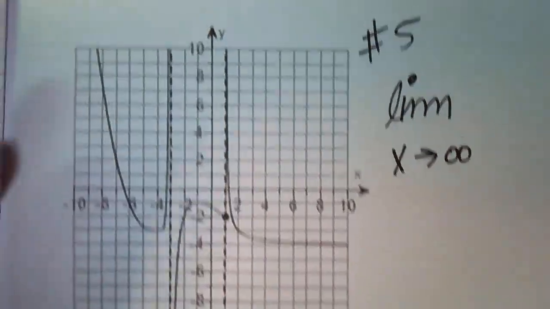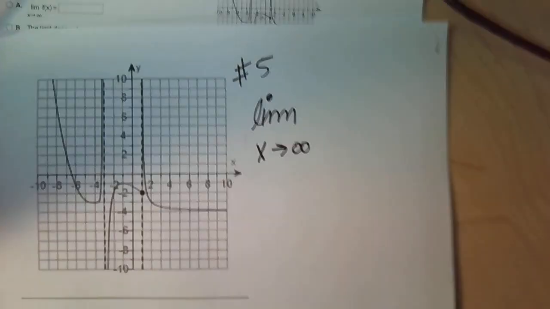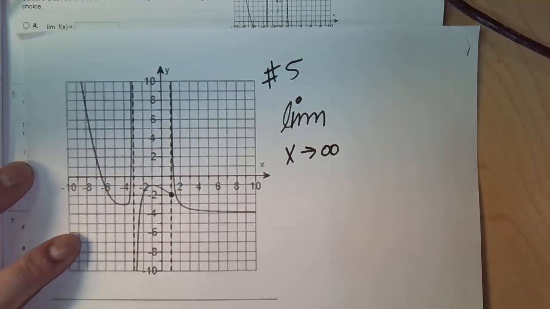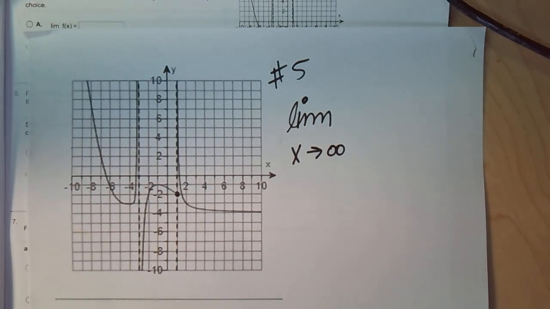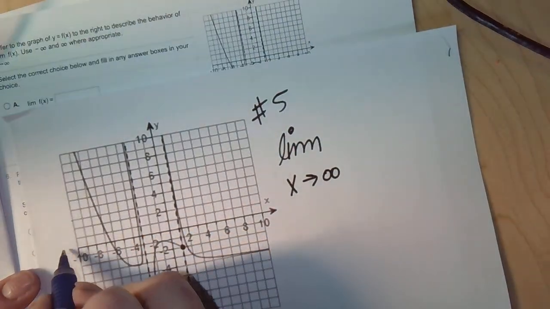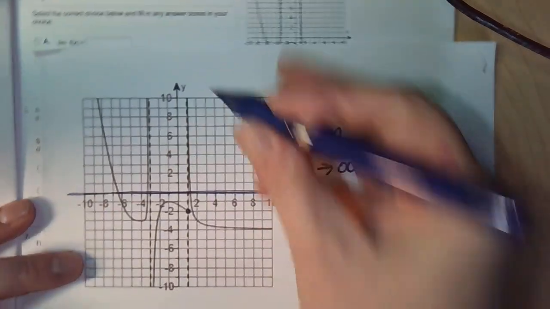Okay. So here's my graph. First, we need to find when x is infinity. Well, let me just trace the x and y axis. Here's the x and y. It's kind of hard to tell.